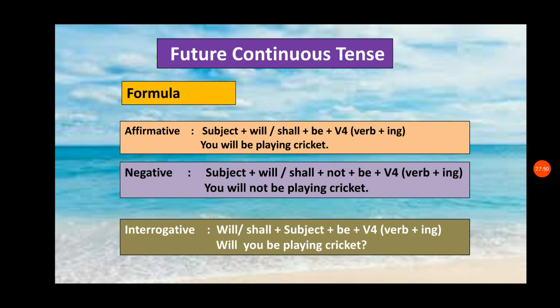What are the first person? I and we are the first persons. Okay, and we should not use shall with any other nouns, but we can use will with all the nouns. You will be playing cricket. It means நீ cricket விளையாண்டு கொண்டிருப்பாய்.